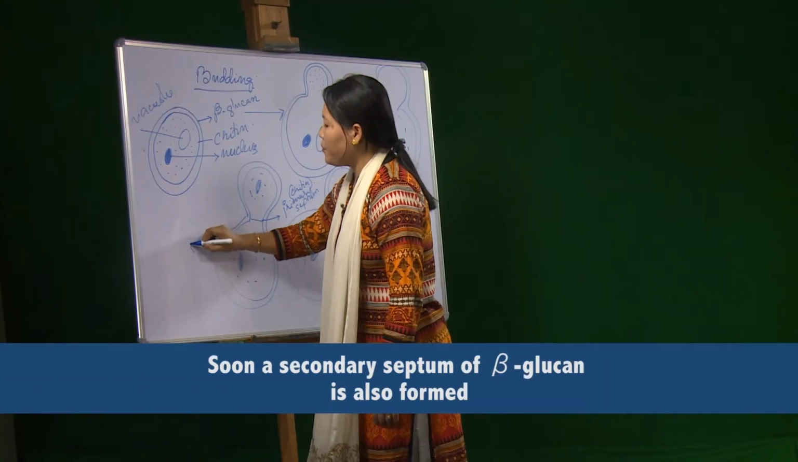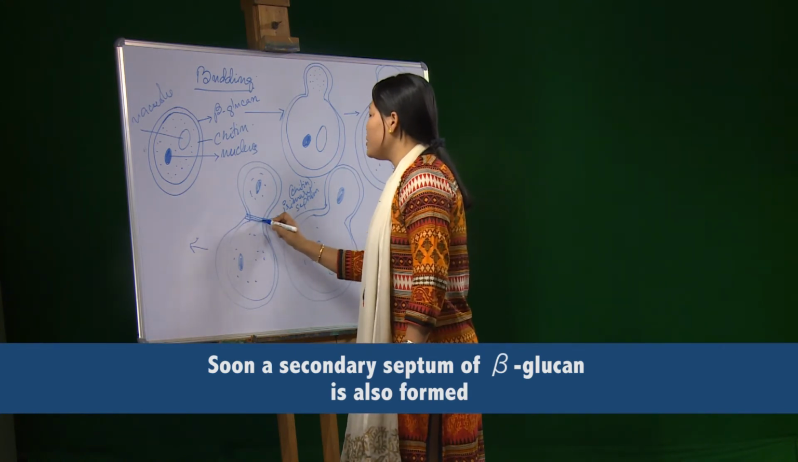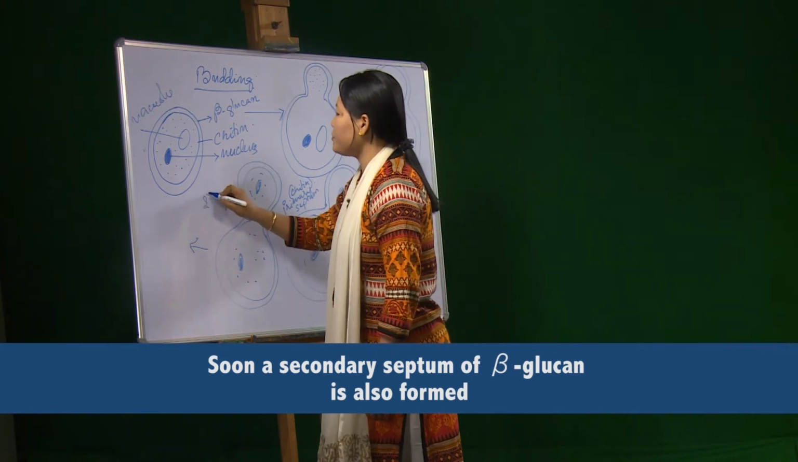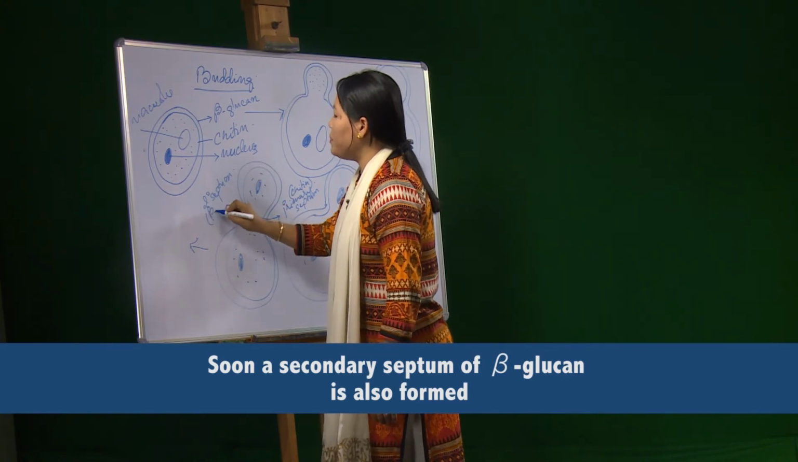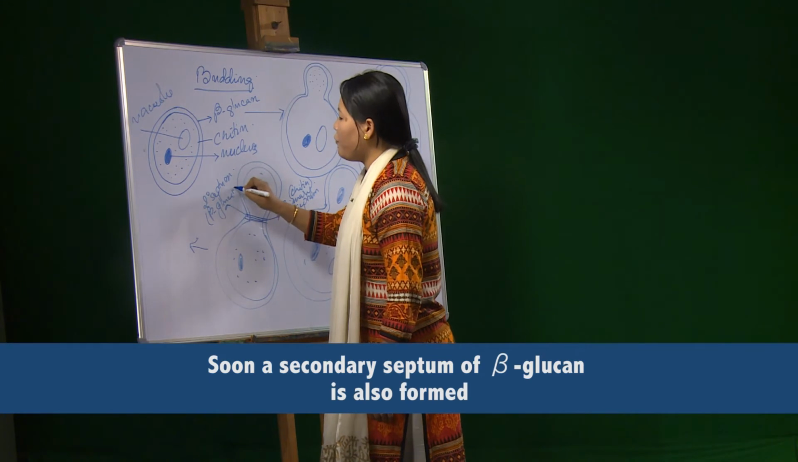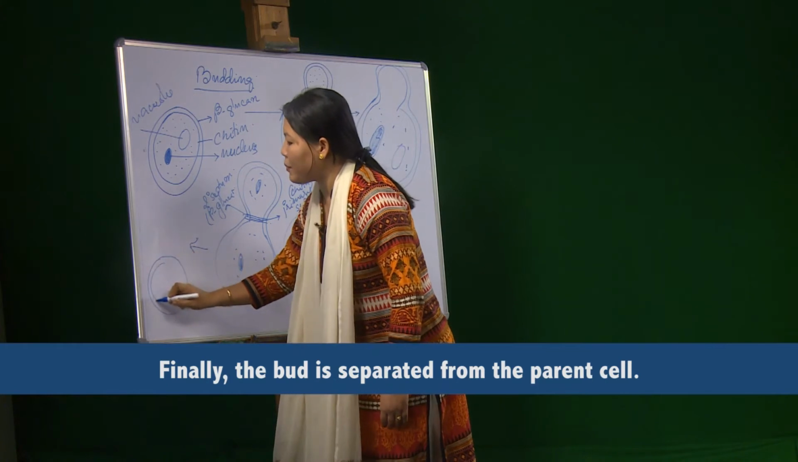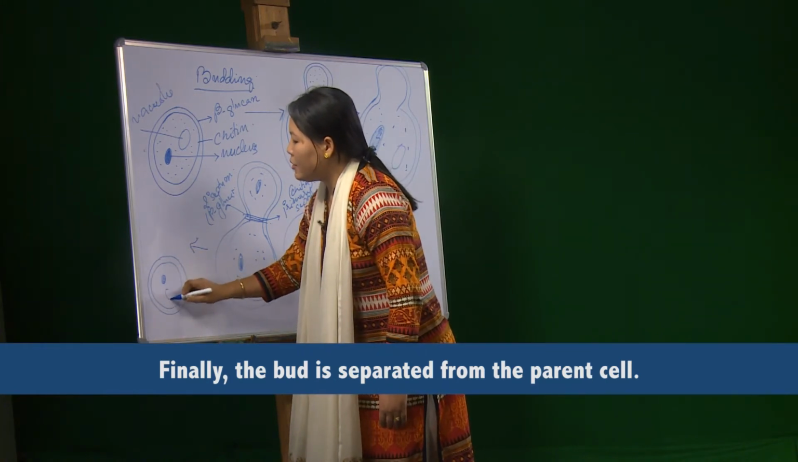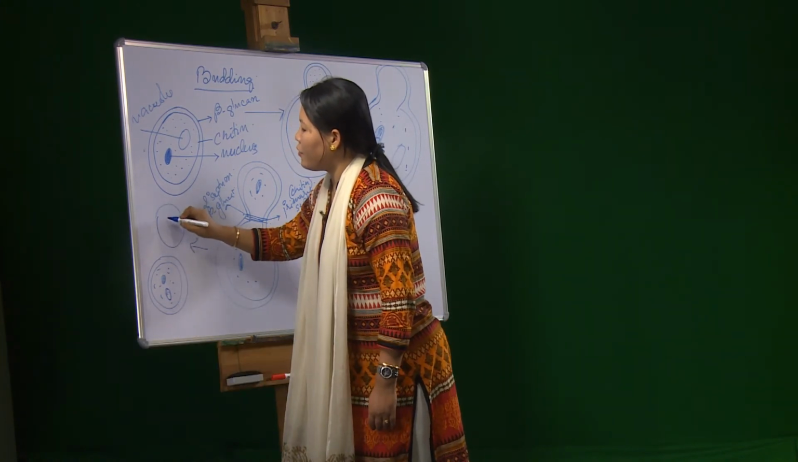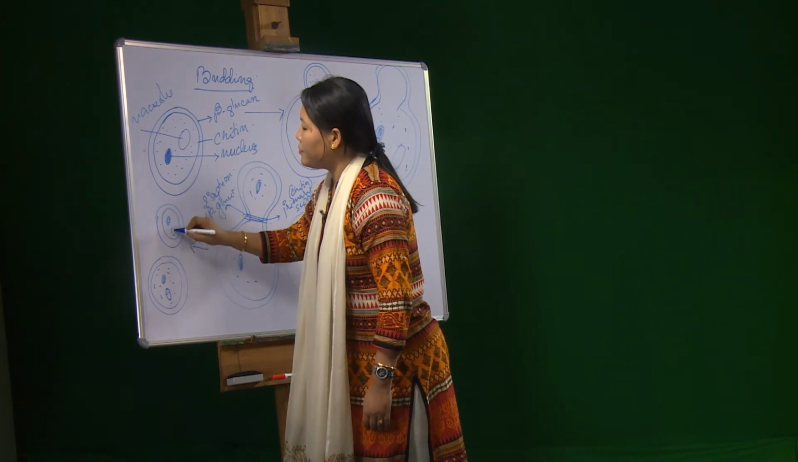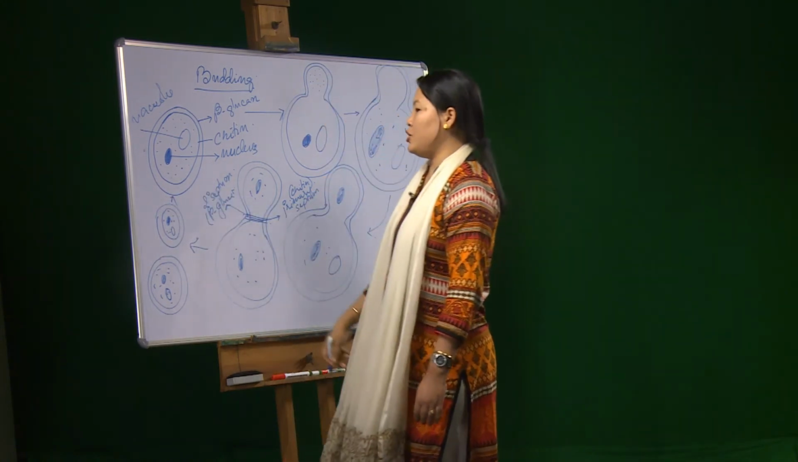And finally, this particular secondary septum will also be formed, and this is made up of your beta glucans. And finally, these two cells get separated. That means the daughter cell gets separated from the parental cell. And two yeast cells are formed. This is the nucleus and the cycle continues.